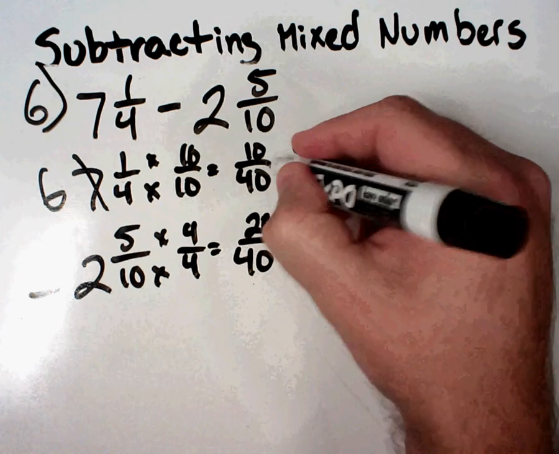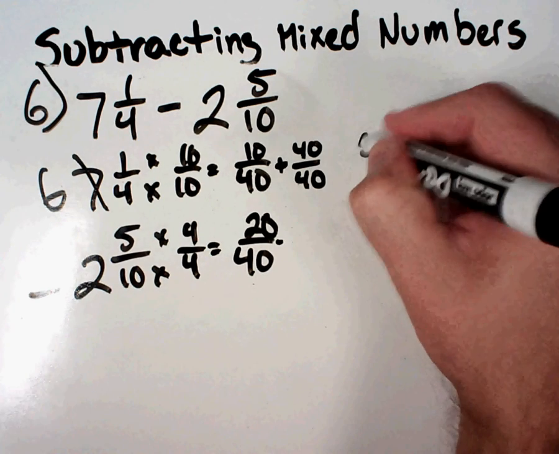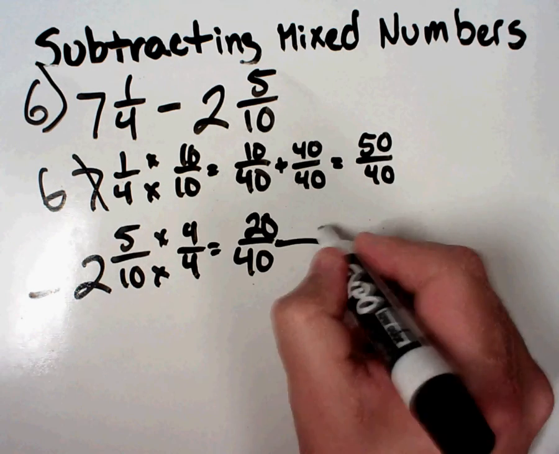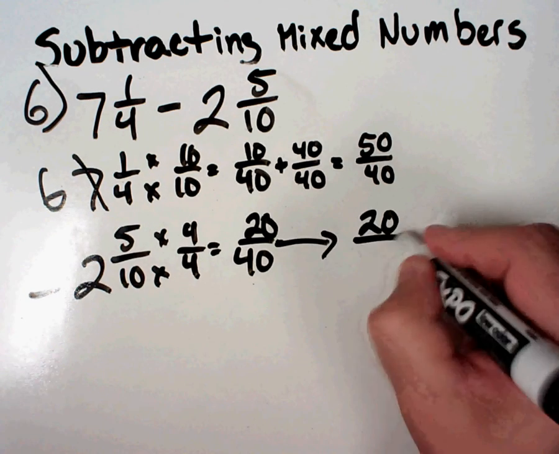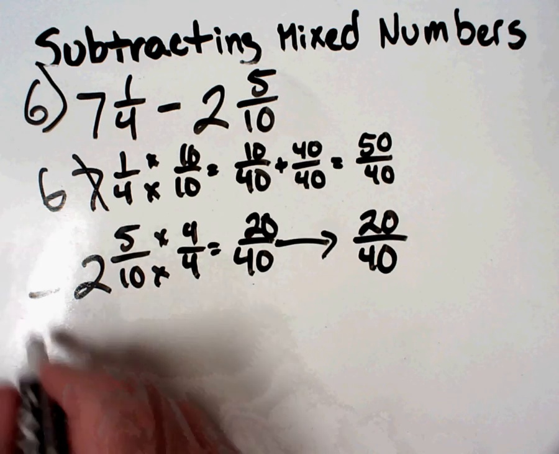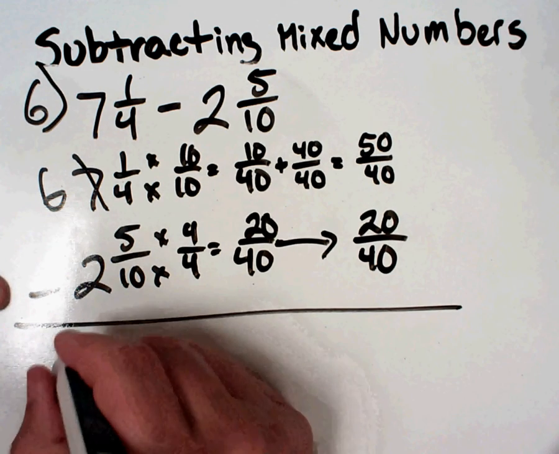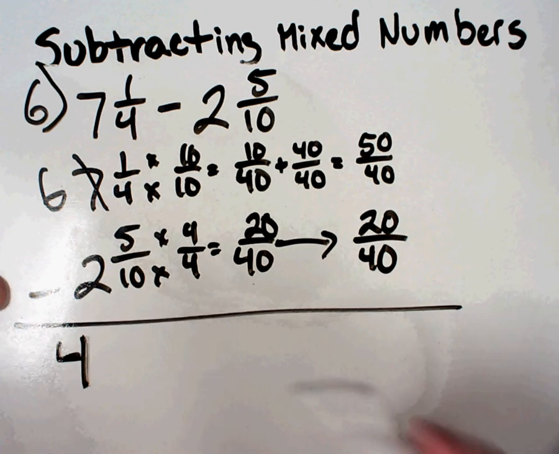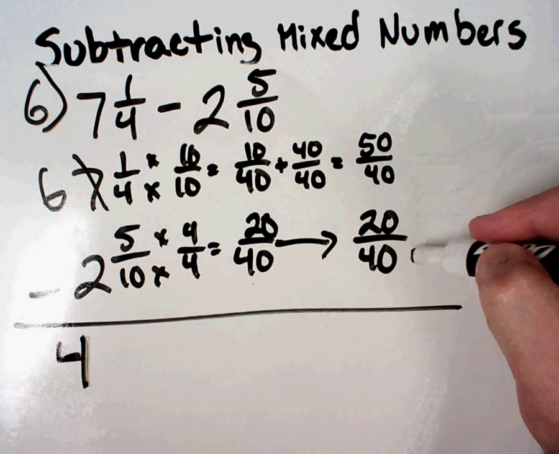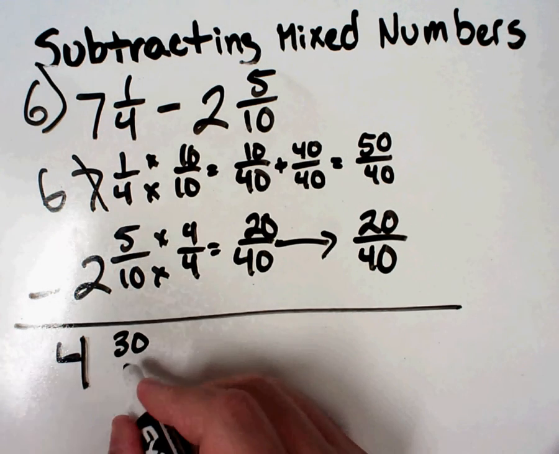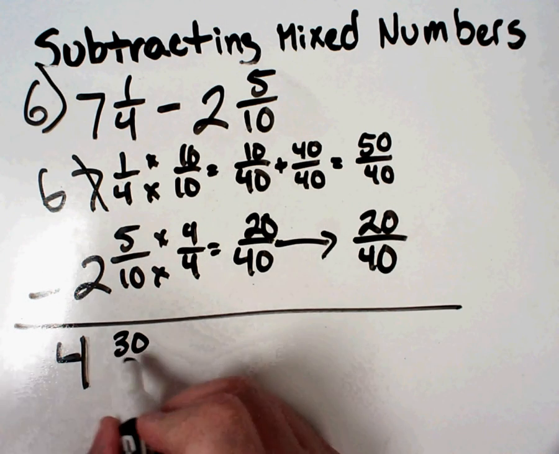I will add those two. So now I've got 50 40ths. I'm going to pull over my 20 40ths. And now I'm ready to subtract. So 6 minus 2 gives me 4. 50 40ths minus 20 40ths is going to give me 30 40ths.